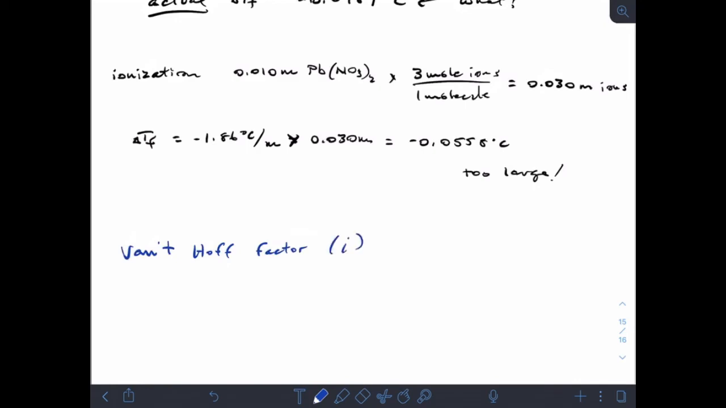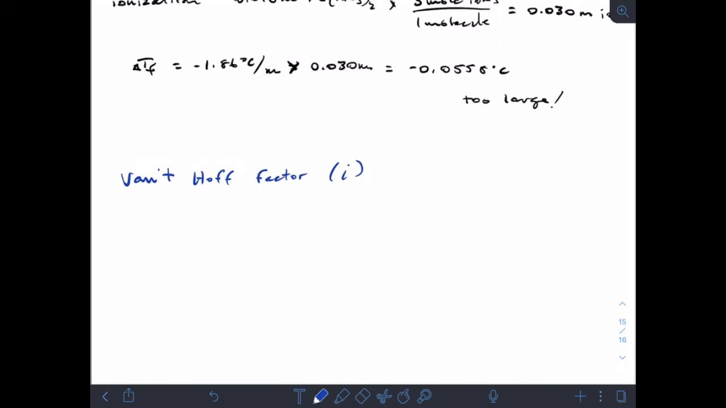Okay, and it has the symbol lowercase i. All right, and what the van 't Hoff factor actually is, is a fractional multiplier for our freezing point depression, for any of our colligative properties, really. Okay, and how we figure out i, we have to know the actual and the predicted delta T. So i equals the actual delta T divided by the predicted delta T.